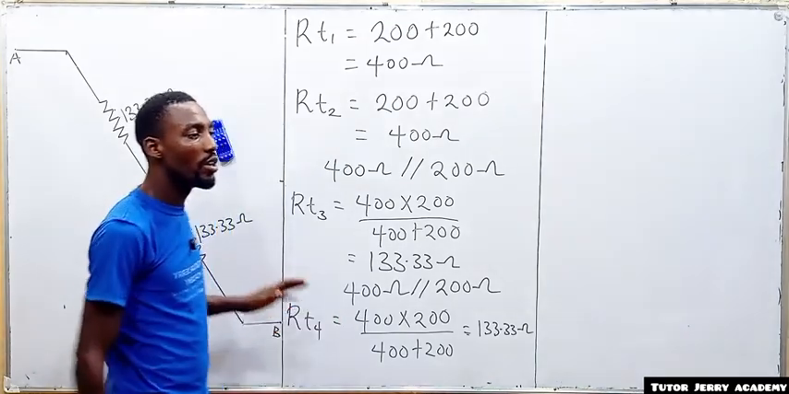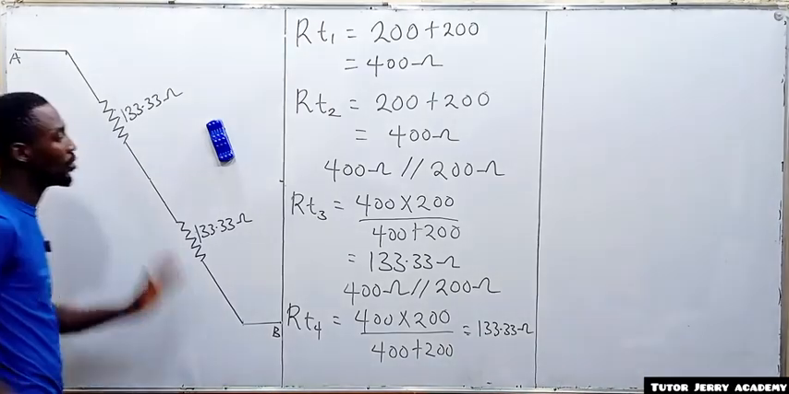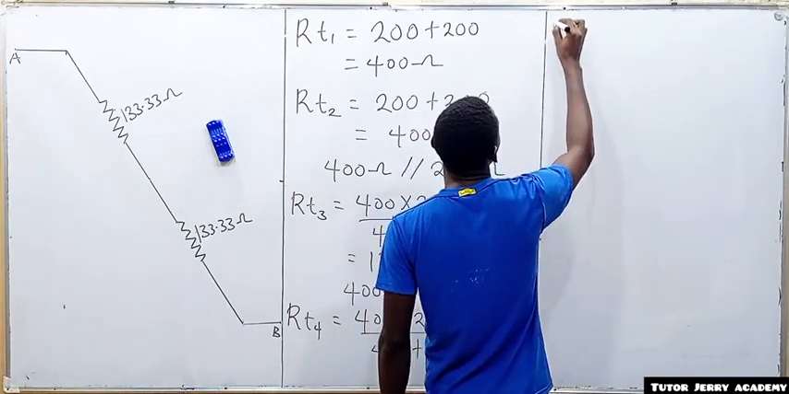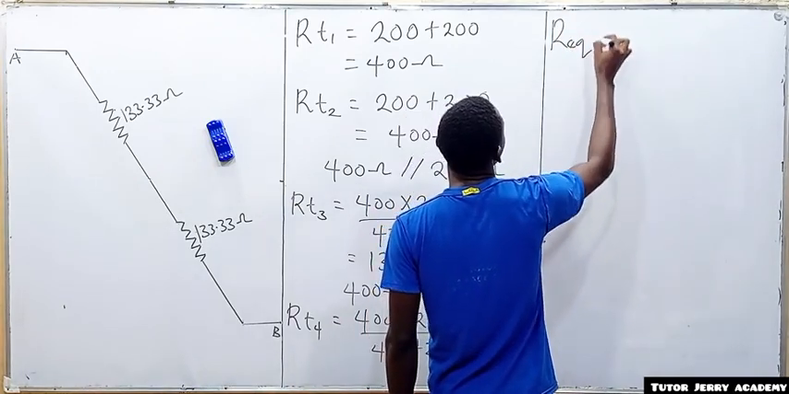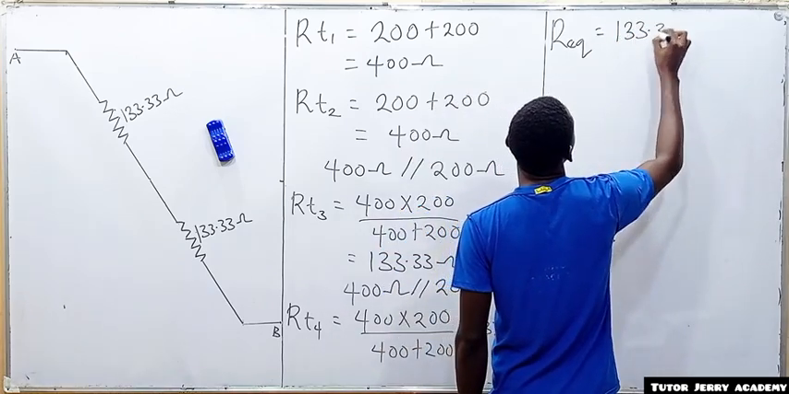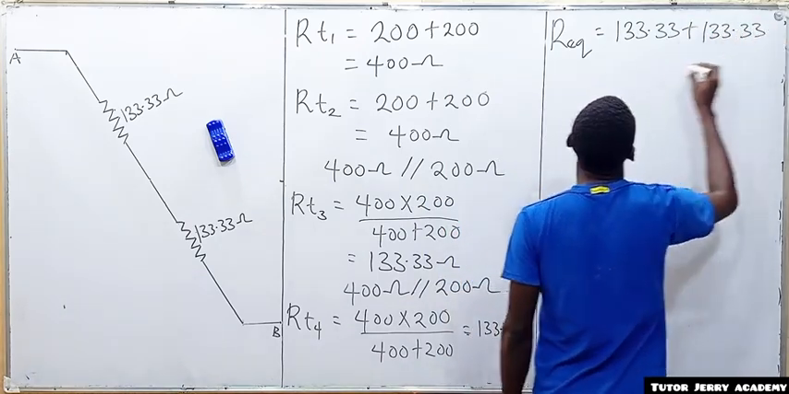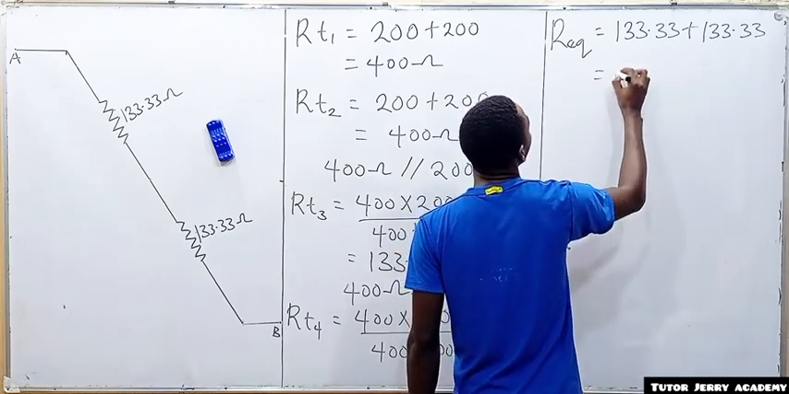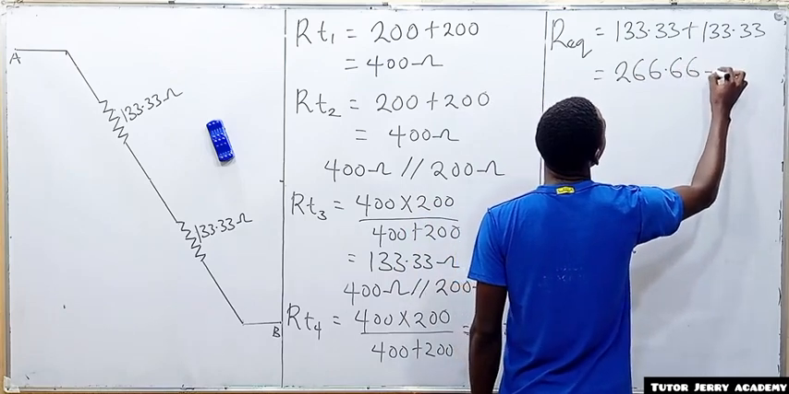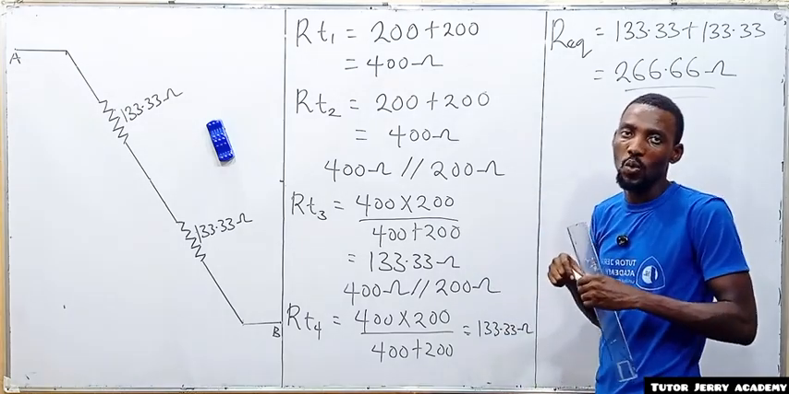If you look at this fully now, you see that they are now in series. Exactly. So the equivalent resistance between terminal A and B, R equivalent, will be equal to 133.33 plus 133.33. So this is going to give us what? 266.66 ohms. And here is the solution to the above question.